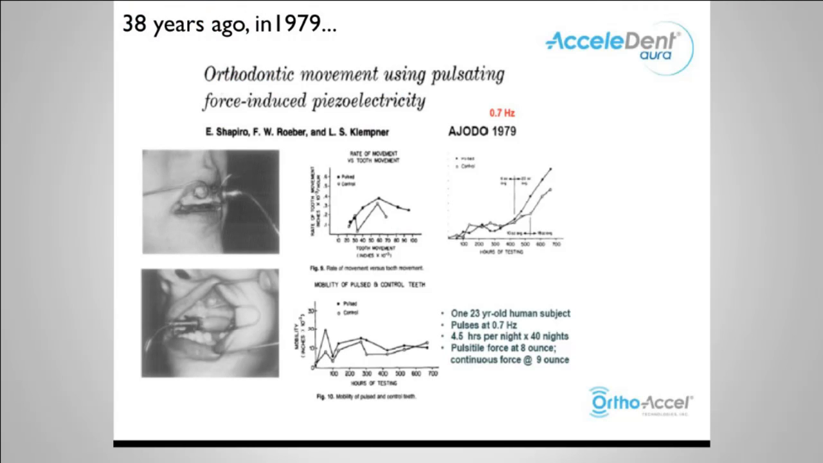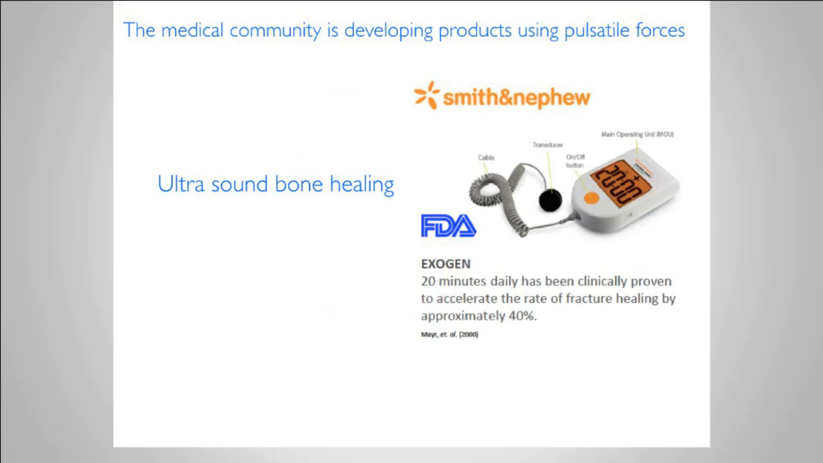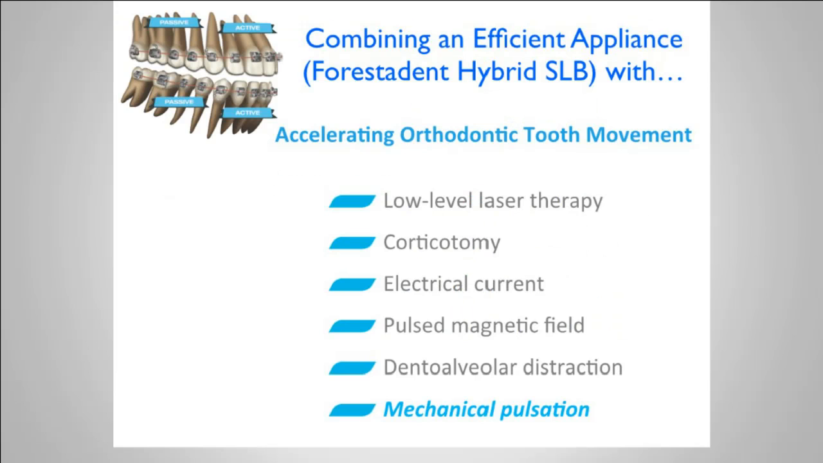38 years ago, pulsatile forces made their first entry into the orthodontic scene. However, at that time, nobody cared about rate of treatment. Now, with the presence of Excelident and the Aura 38 years later as the first introduction of low pulsatile forces, we now have the ability to increase the rate of tooth movement. It's in the medical community right now in the form of physical therapy. If you have a deep sore or a bruise, ultrasound is used to stimulate blood flow to get the weekend athlete or even the high-powered athlete back on the floor sooner than expected.